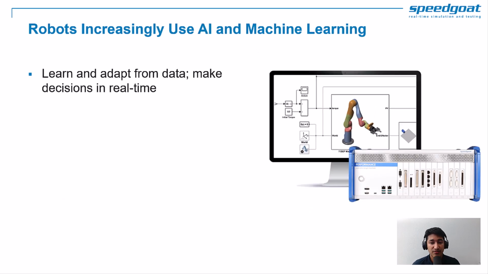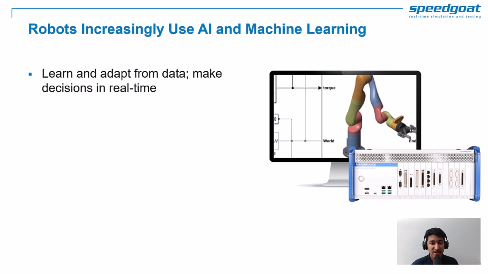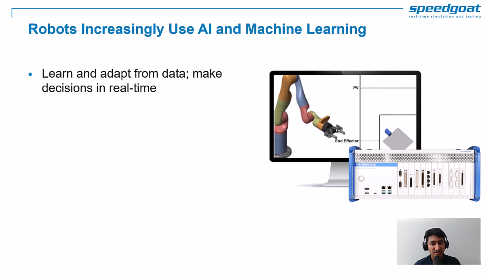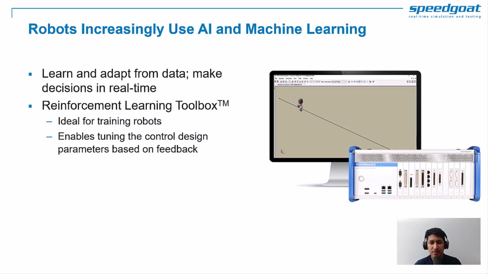The integration of artificial intelligence and machine learning into robots is enabling them to adapt, learn from data, and make decisions in real time. MathWorks provides the Reinforcement Learning Toolbox, which allows the control design prototype to learn optimal behaviors through interactions with the environment and tune the parameters based on the feedback received. It is ideal for training robots to perform tasks like path planning, robotic manipulation, and other autonomous applications.